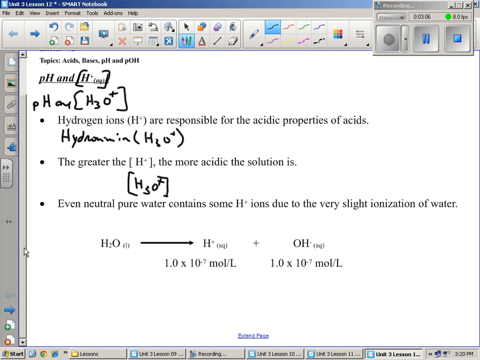Even pure water, we talked about this earlier today, has H+ ions and hydroxide ions. We consider these concentrations to be kind of standard for water: 1 × 10⁻⁷ moles per liter for those. Okay?